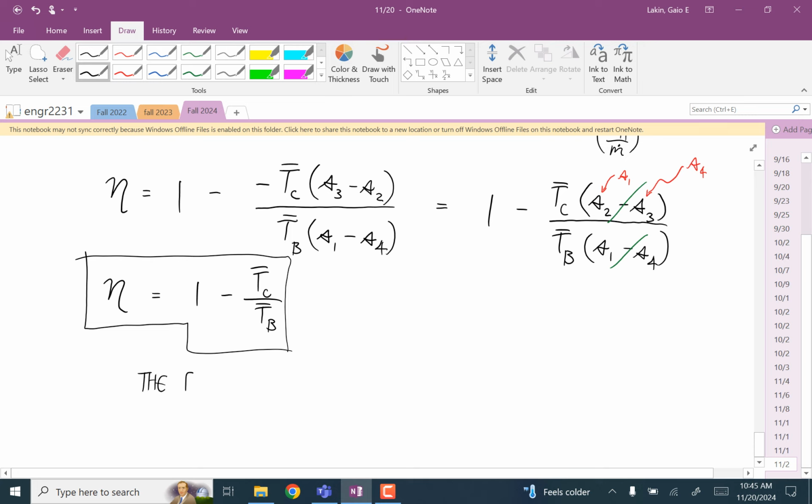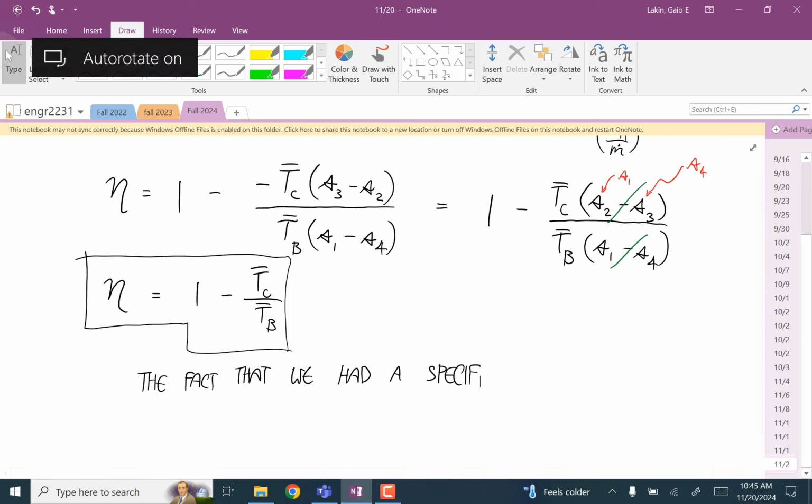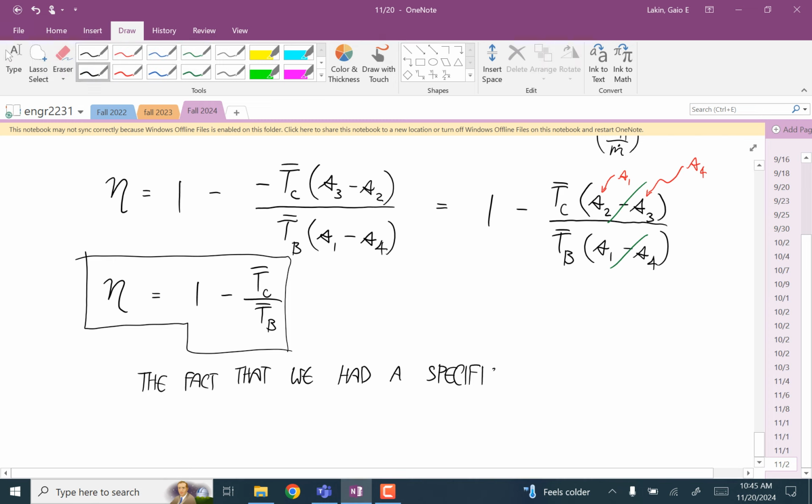So the fact that we had a specific computer internally reversible power cycle in mind allowed this calculation.